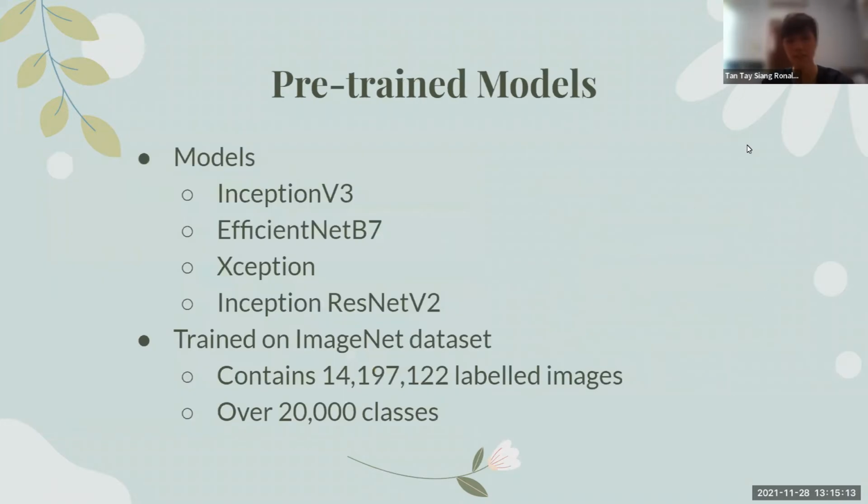For the case of the Seedling's image classification task, 4 pre-trained models are evaluated. Those are the Inception V3 model, EfficientNet B7 model, Xception model, and the Inception ResNet V2 model. All these models are available on the Keras applications API and trained on the same ImageNet dataset. The ImageNet dataset contains over 14 million labeled images and over 20,000 classes.